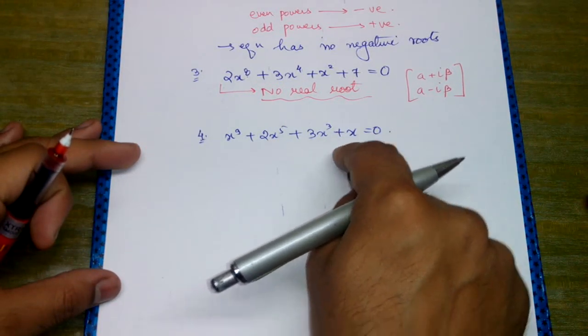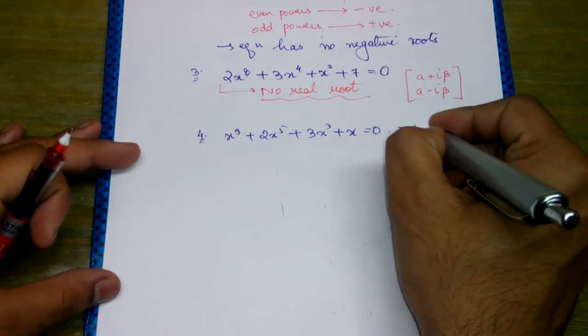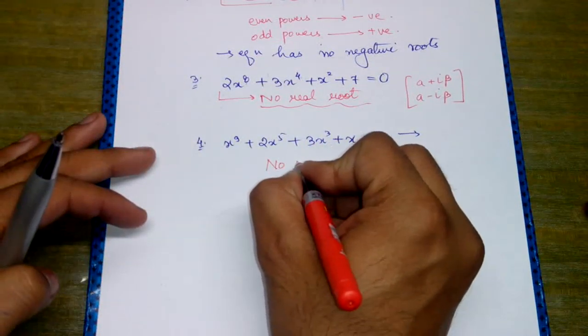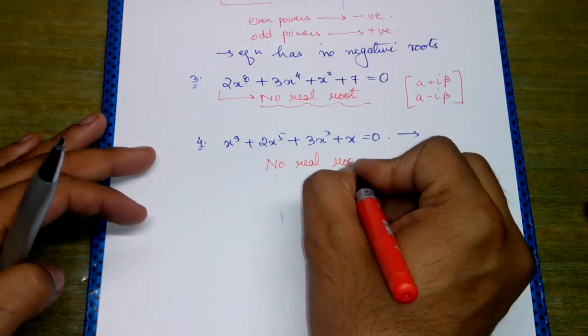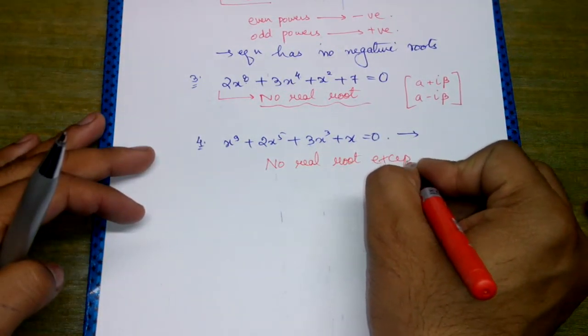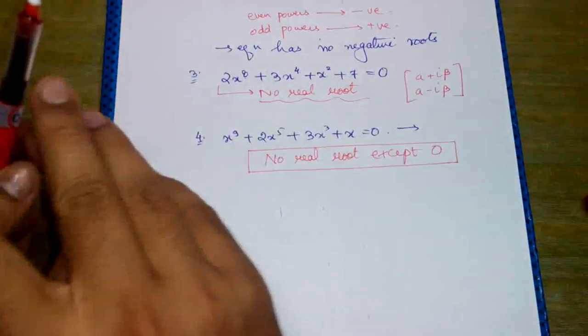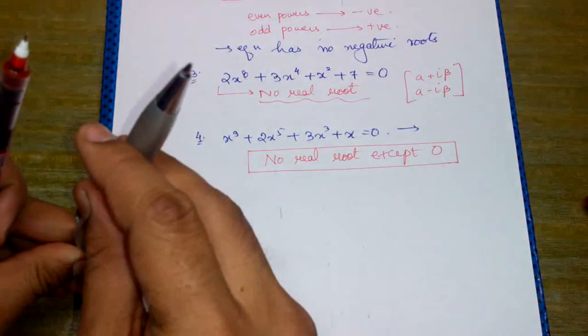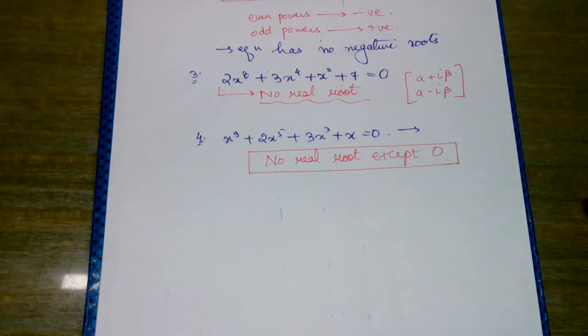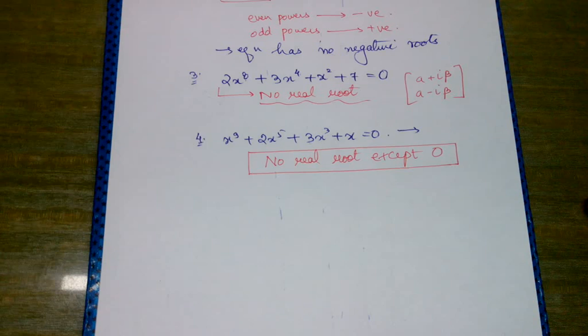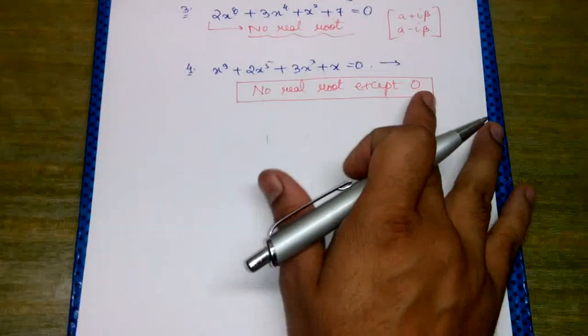In such case it will have no real root, it will also have no real root except 0. Here we will have only one real root and that is 0. Okay, now we will learn some methods of solving these equations, and these methods are called the numerical methods for root finding. Root finding is a procedure where we are simply finding out the solutions or the roots of the equations.